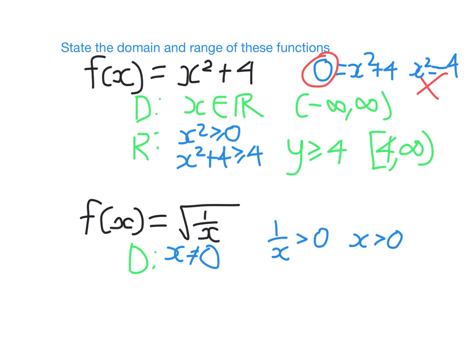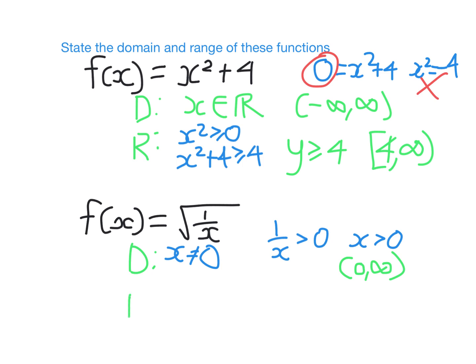So our domain here is that x has to be greater than 0. It can't equal 0 because then we'd be dividing by 0. x can't be negative, then we'd be square rooting a negative. So we write our domain as x is greater than 0. In interval notation, 0 to infinity. We're using the round bracket here because x can't equal 0.